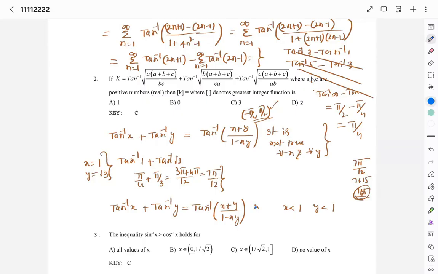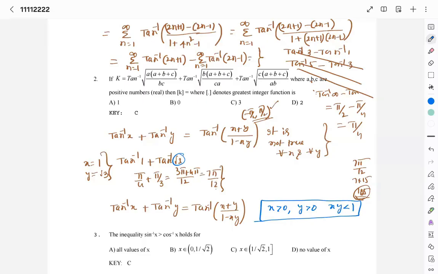One minute. Here, what is the trouble? y here is root 3, greater than 1. So that is the problem for us. Or they say like this: x positive, y positive, xy is less than 1. With respect to this condition only, this relation is true.